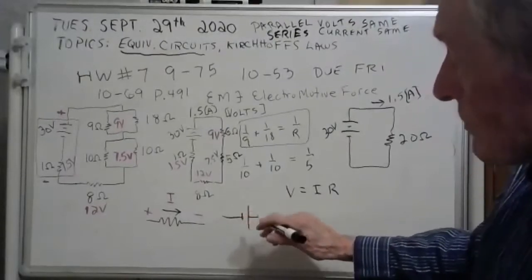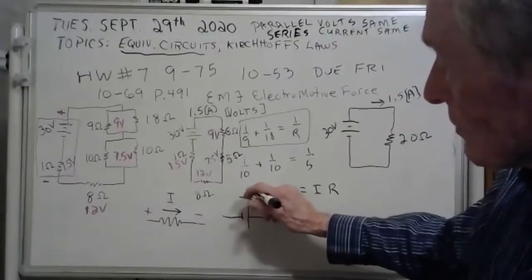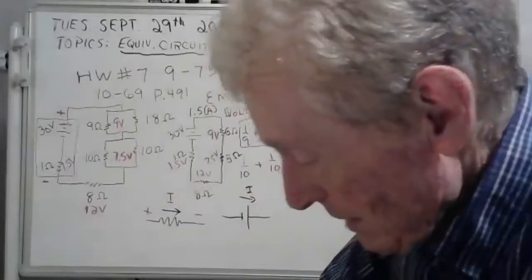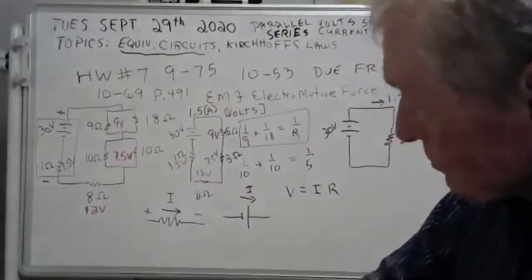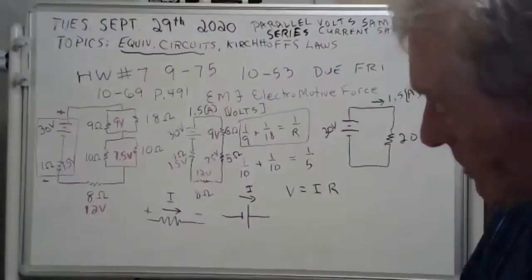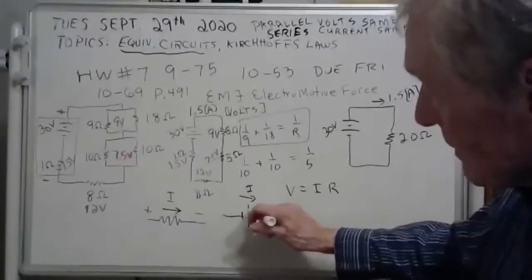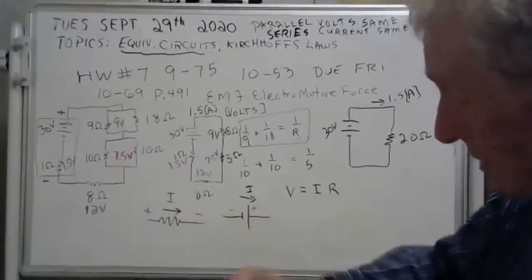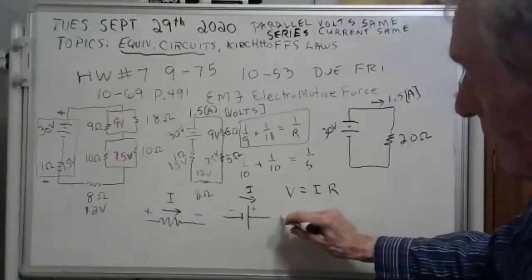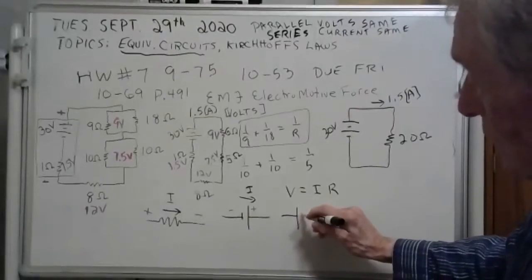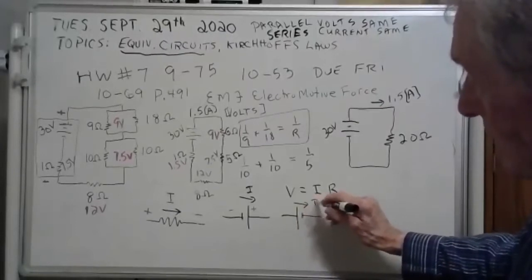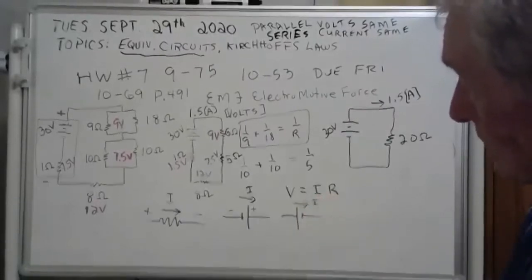Now, batteries are different. If your battery is like this and your current is like that, that battery is providing energy. You've got your positive here and negative here. That's the opposite of this. That's the way batteries normally operate. But if they operate like this, batteries can do that too.